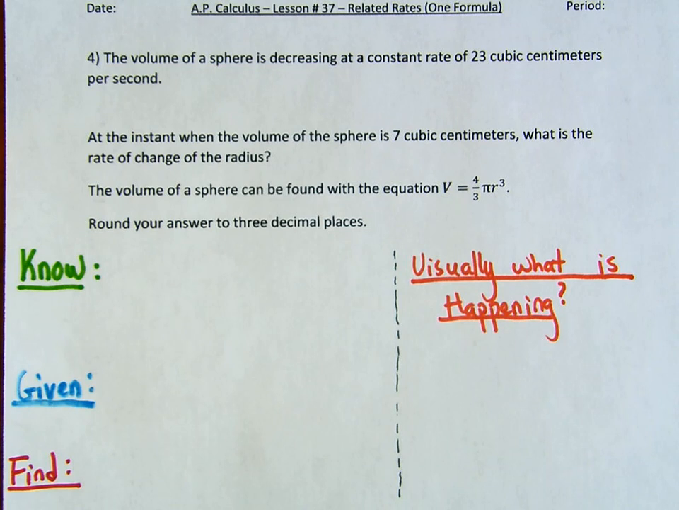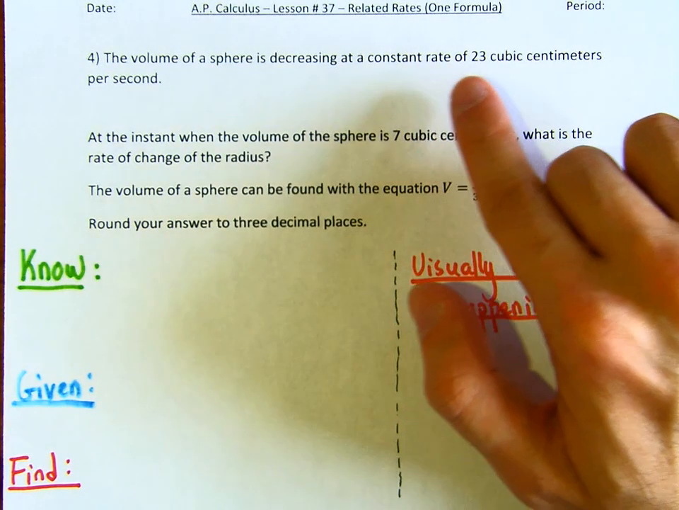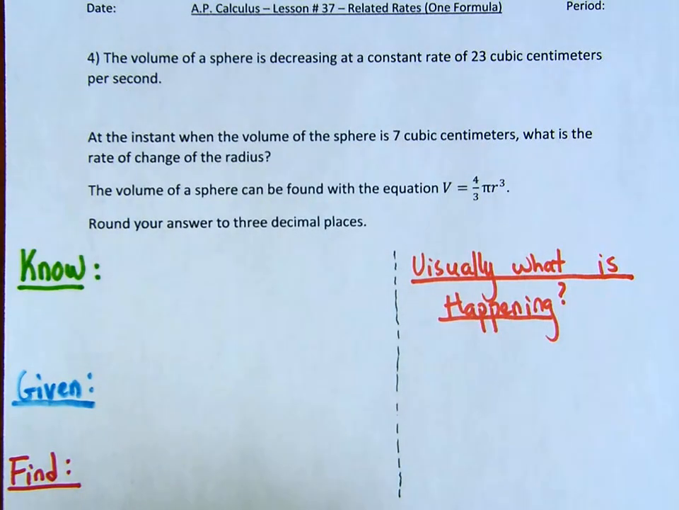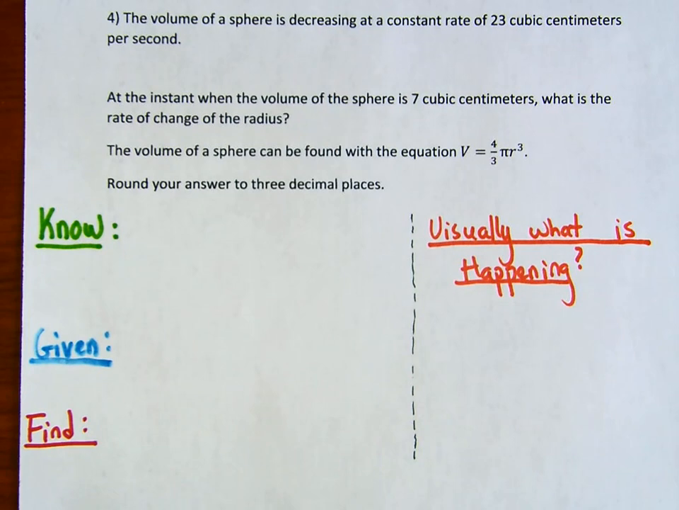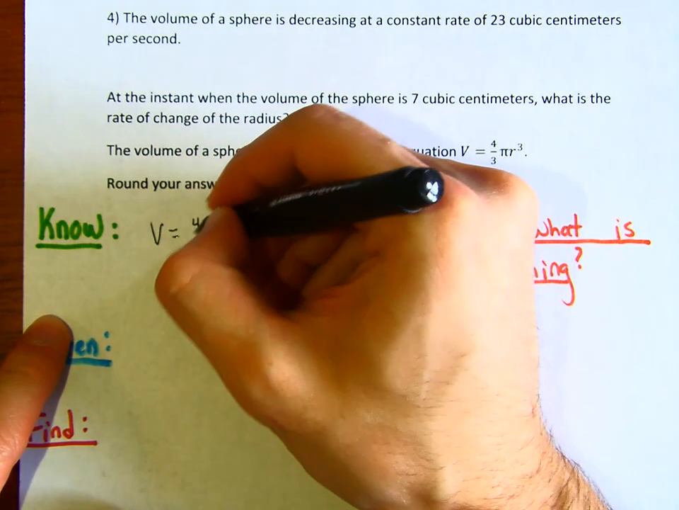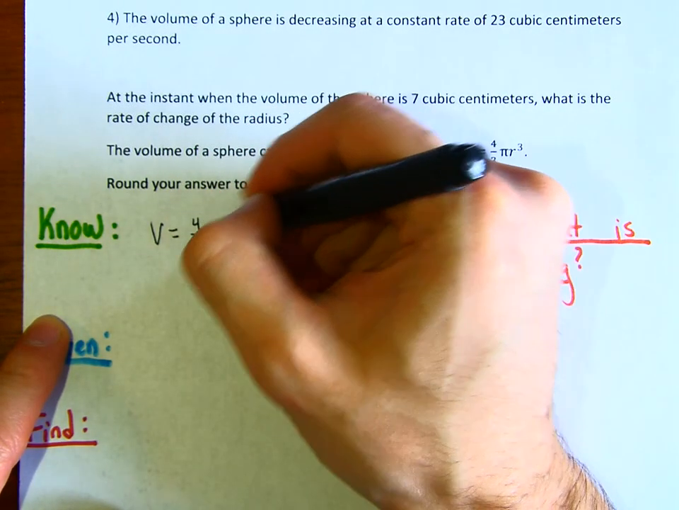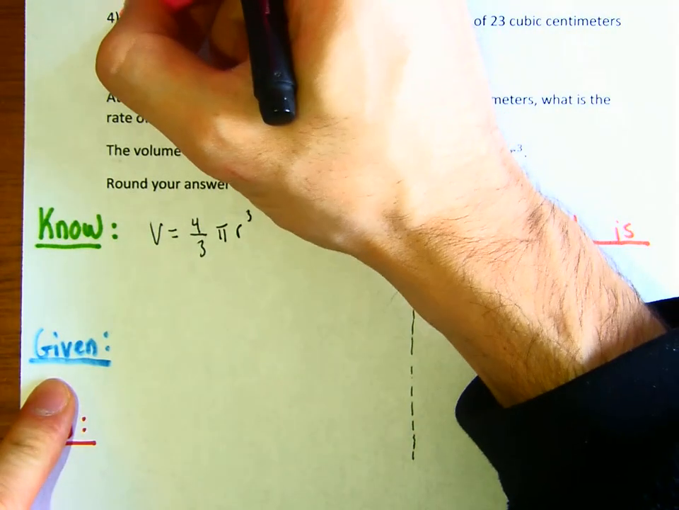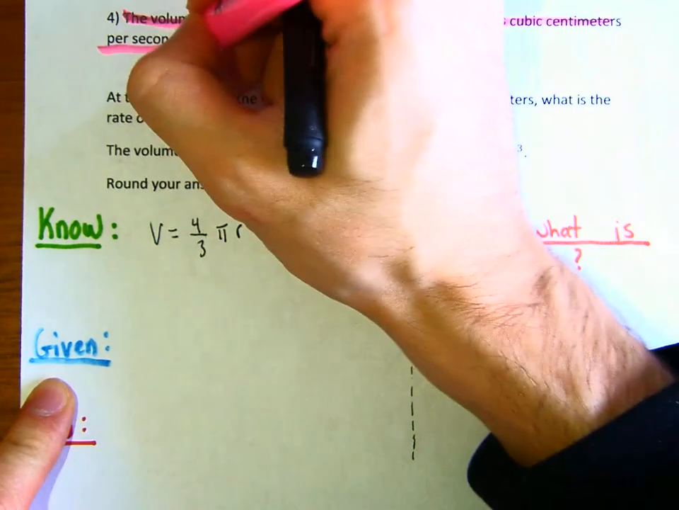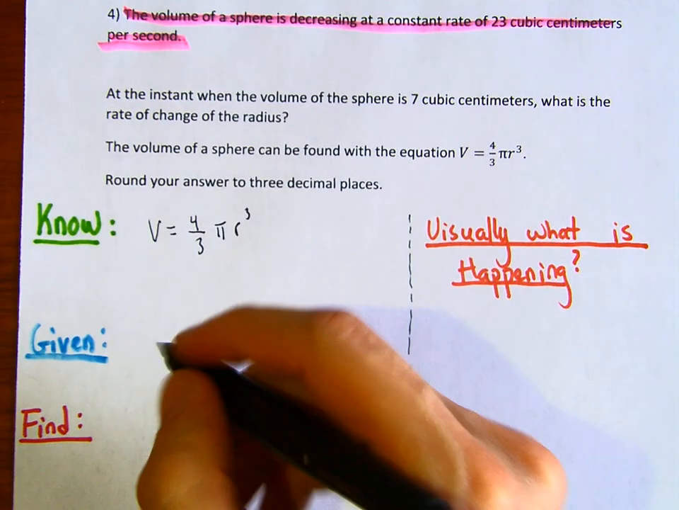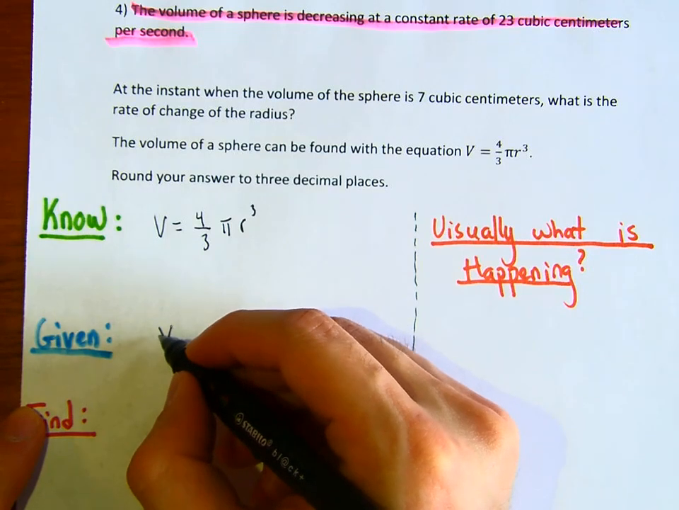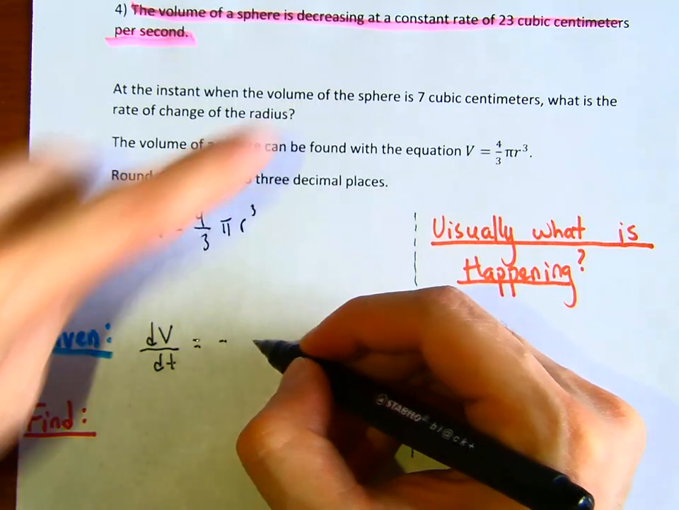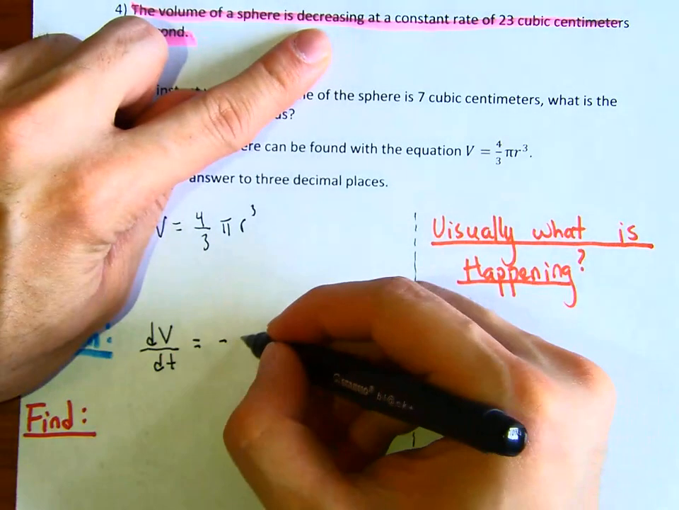Question number 4. The volume of a sphere is decreasing at a constant rate of 23 cubic centimeters per second. So let's put in the information. What do we know? We know that V is equal to 4/3 pi r cubed. Now let's look at the first sentence. How do you translate it into given information? The volume is changing, so it's dV/dt, and it's decreasing, so it's negative, at a constant rate of 23.